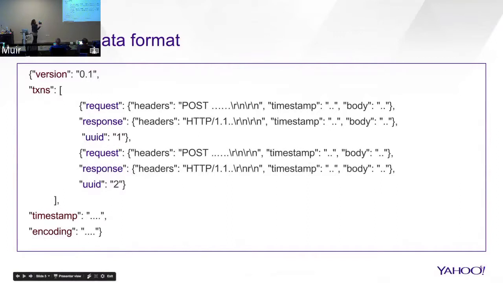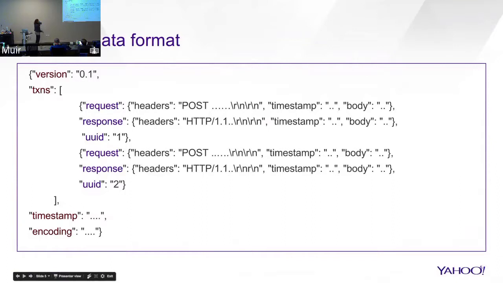This is how the session data format looks like. It has a version number, and this is the main transactions block. So we have request, response, and UUID. The transaction log is basically a list of all the transactions, and each transaction is identified by a UUID. I am passing this UUID as an extra header field in the request header, so the microserver can identify the transaction ID and replay back the response.